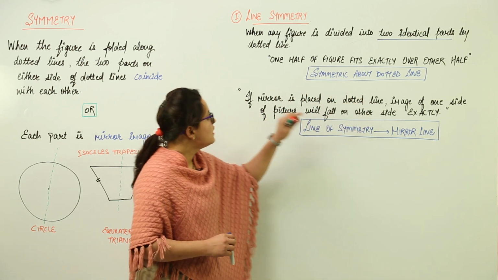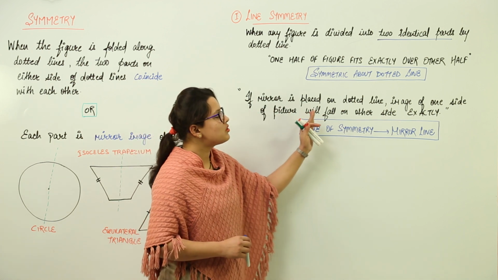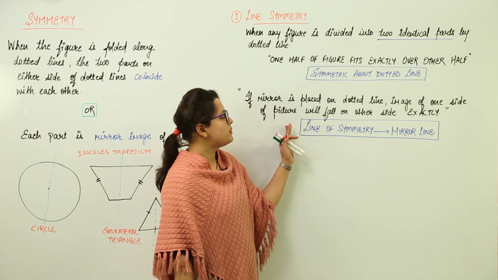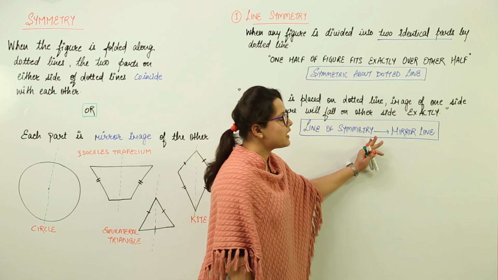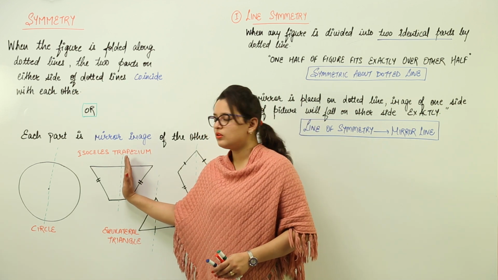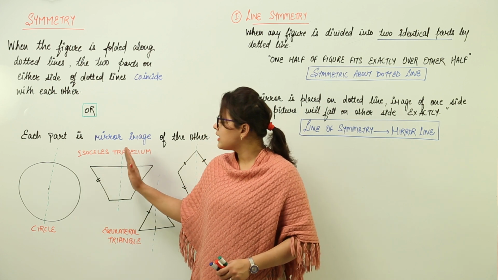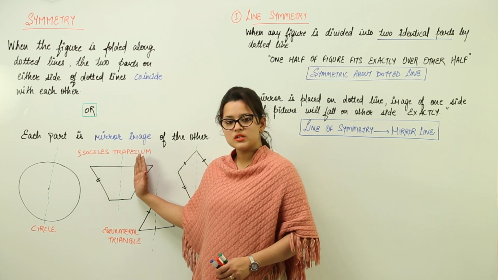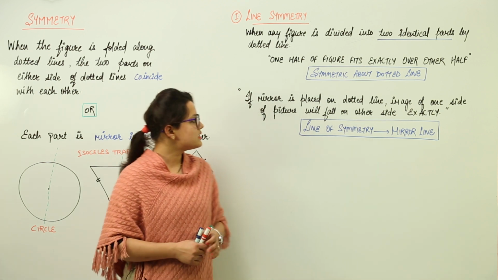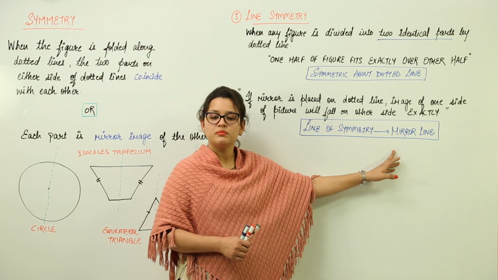Next we have the conclusion: if a mirror is placed on the dotted line, the image of one side of the picture will fall on the other side exactly. If you place a mirror on this dotted line, you are going to find that one part has the image such that they will fit exactly each other. So we can say that the line of symmetry can be considered as a mirror line.